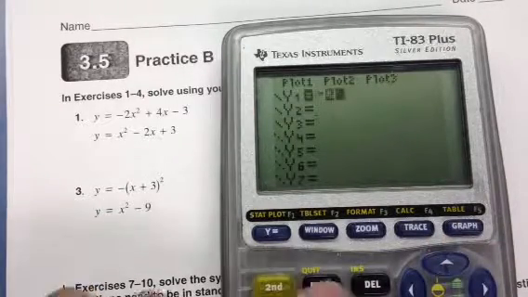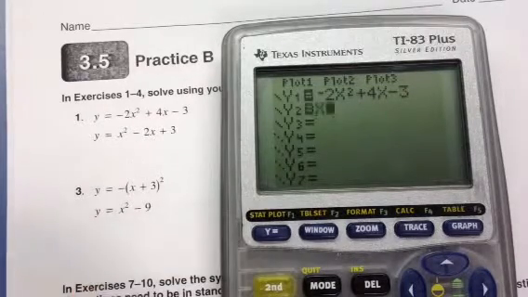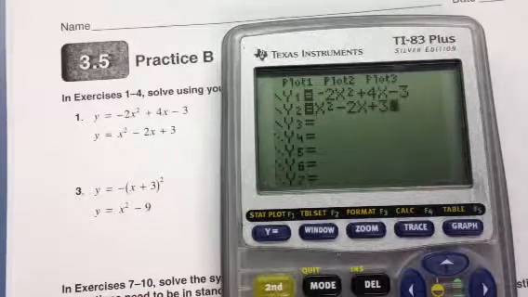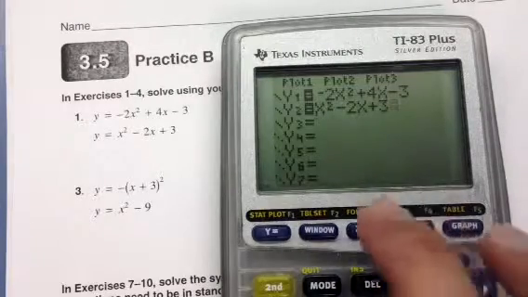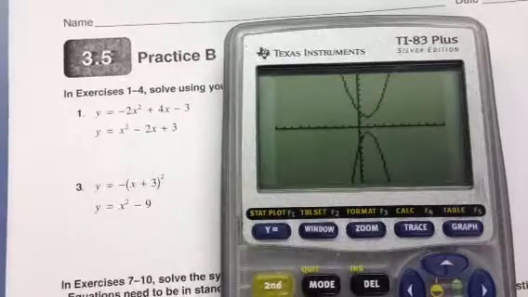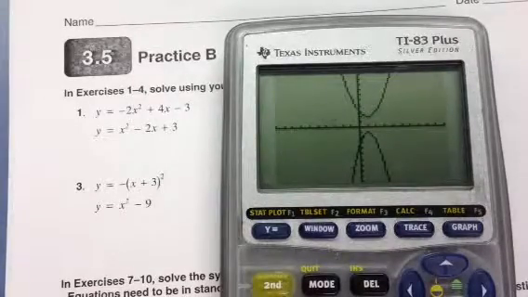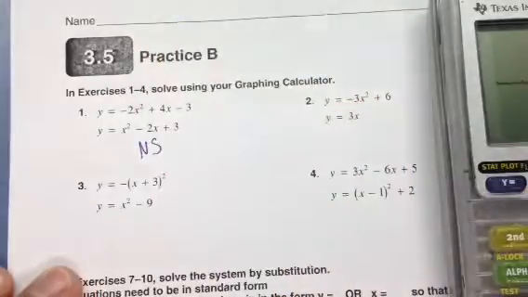And I'm just going to type one of them into y1, and I'm going to put the other one into y2. And I guess my biggest thing I would have to say is make sure your equations are typed in correctly. Use minus signs, not negative signs. Zoom 6 should work for all of them. And what I want you guys to see here is that these two don't meet. So what I would say here is there's no solution. Okay?